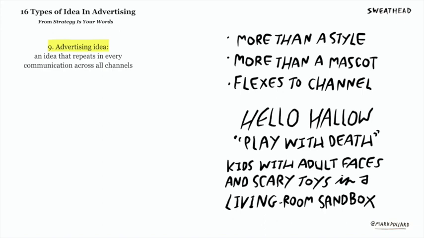So in that case, it would be kids with adult faces and scary toys playing in a sandbox. A campaign idea is a subset and shorter term execution of the advertising idea within a particular campaign, right? In cases where the advertising idea and campaign ideas differ. In year 1 of a campaign, the campaign idea and the advertising idea might be the same. Over time, they might change.